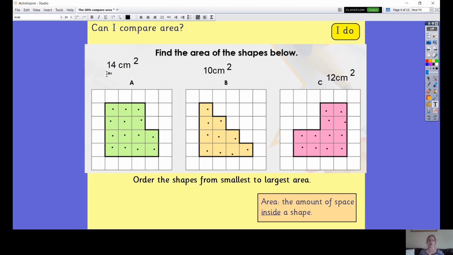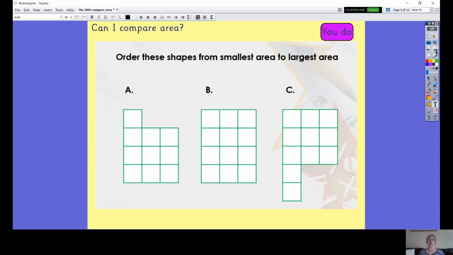So the smallest number there out of 14, 10 and 12 is 10. So B comes first. And then I do a little comma so that I can separate them out. And then the next smallest out of 14 and 12 is 12. So C comes next. And then the last one is obviously A. So you should have got B, C, A as the order, smallest to largest in area. Moving on. We're going to do the same thing again. So if you can pause the video here, and then you can have a go at this one.